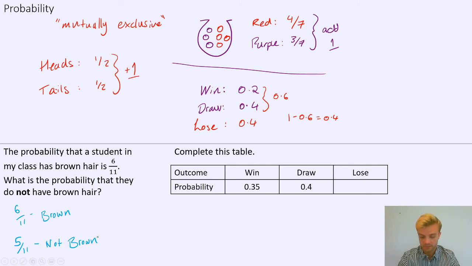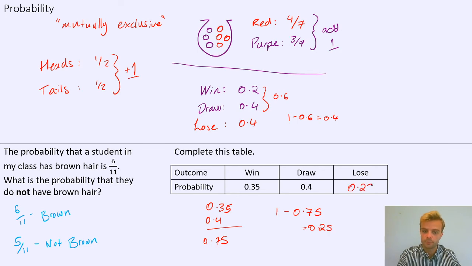We then have a decimal. We have a table with decimals in it. Complete the table. We've got the probability that they win and that they draw, and we need the probability that they lose. Well, so far, we've got 0.35 and 0.4, which is a total of 0.75. So what does the lose probability have to be so that they all add up to 1? Well, another way of thinking about that is what's missing from 0.75 to make 1, and the answer is 0.25. So that is the probability that they would lose.